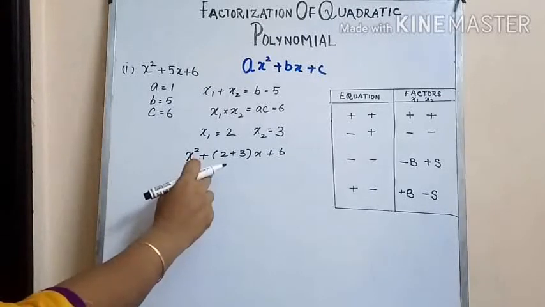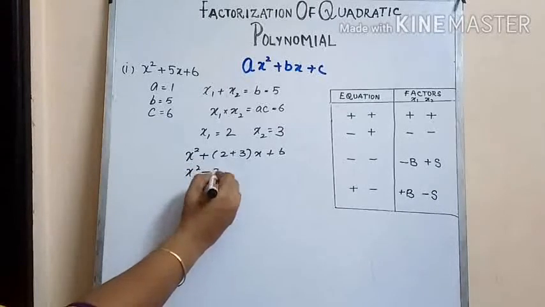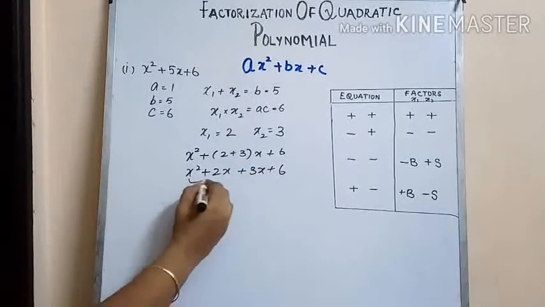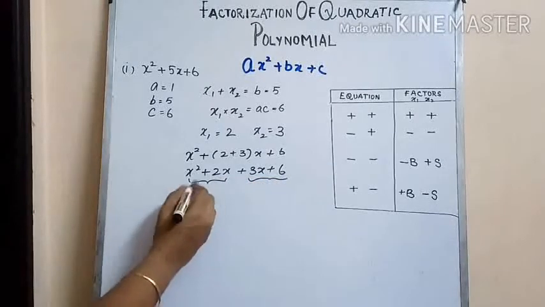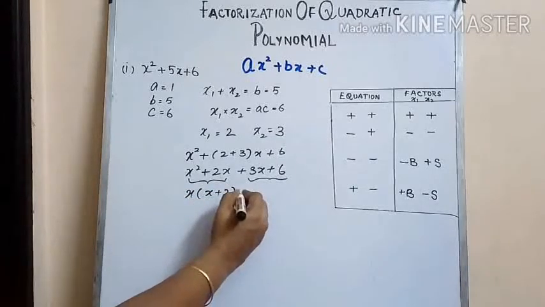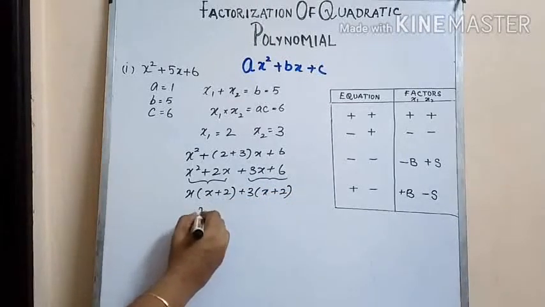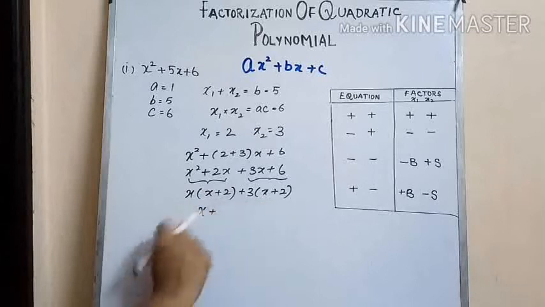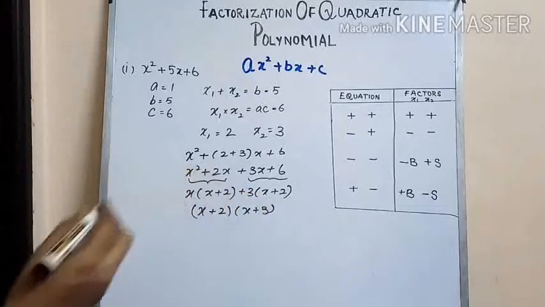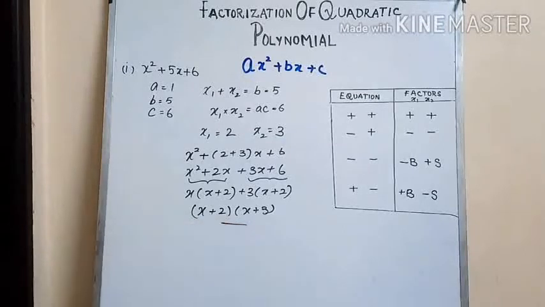Using the grouping method, consider the common factors of these groups: x squared plus 2x plus 3x plus 6. This is the first group and this is the second group. Bringing out the common factor, you will have x into x plus 2, and 3 into x plus 2. So x plus 2 is common, so you can bring it out, and x plus 3 is the other factor. So we have factorized this polynomial into its factors.